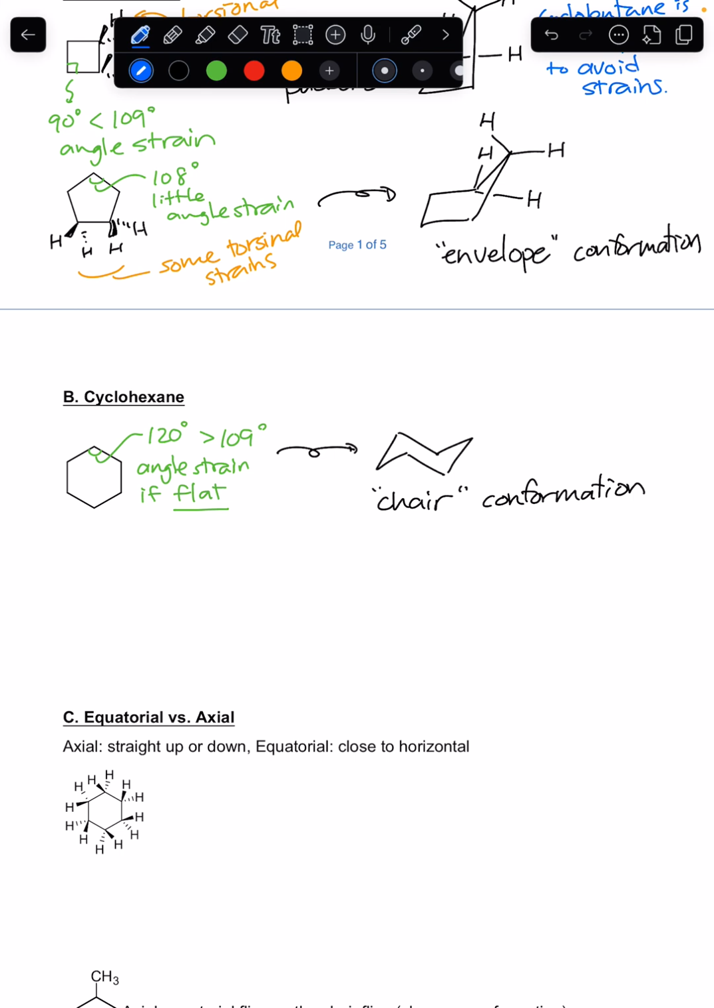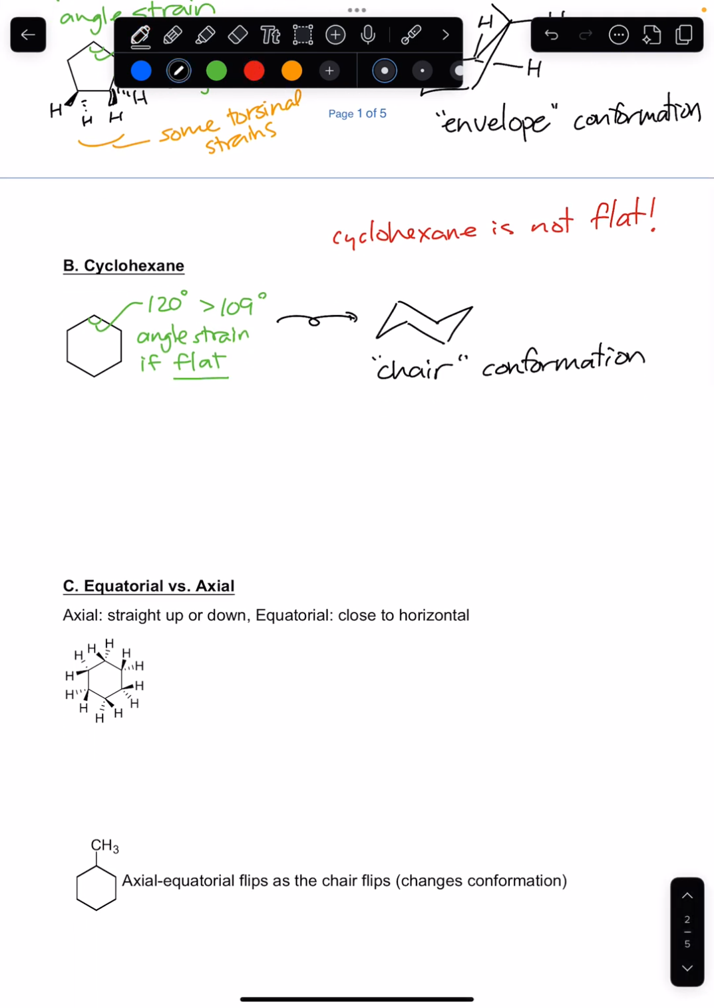So one of the key concepts here: cyclohexane is definitely not flat. Now this chair conformation is an interesting one because it can actually flip, a chair flip, and I don't mean just flipping over a chair, but it's a conformational change through a series of single bond rotations, and that's an important distinction.